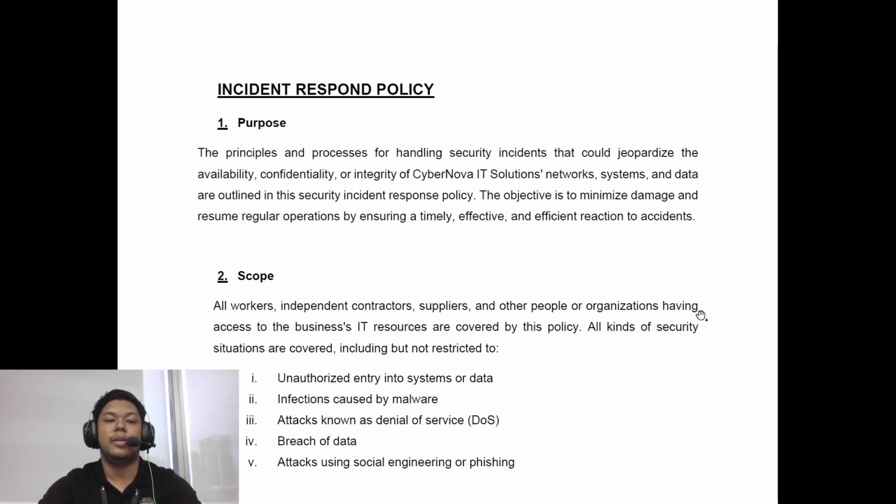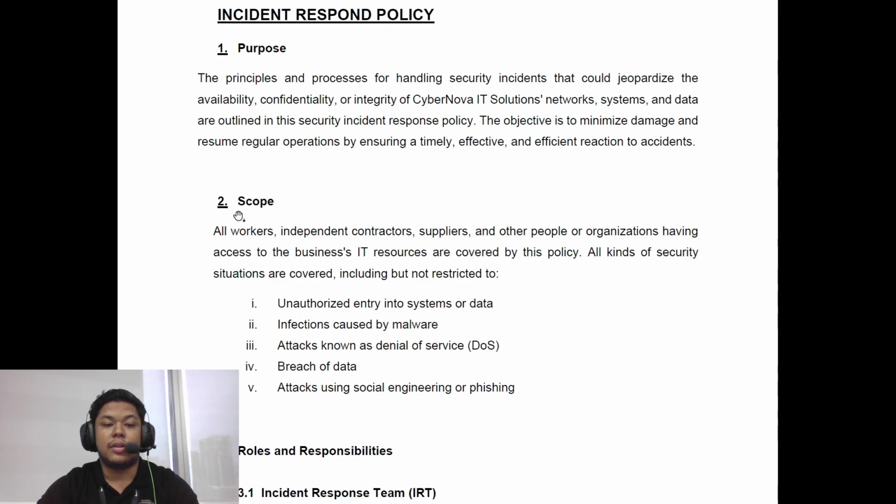So the first one will be the incident response policy. Number one is the purpose of the policy. So the principle and the process for handling security incidents that could jeopardize the availability, confidentiality, or integrity of SUBREENA IT Solution's network, system, and data are outlined in this security incident response policy. The objective is to minimize damage and resume regular operation by ensuring a timely, effective, and efficient reaction to accidents.